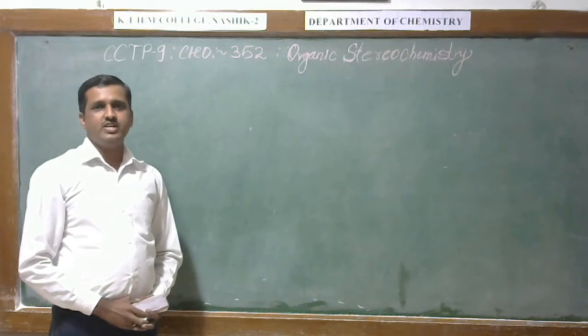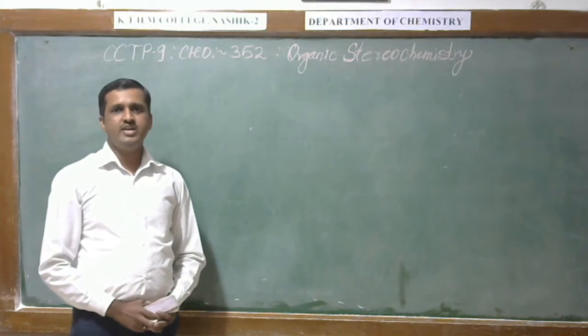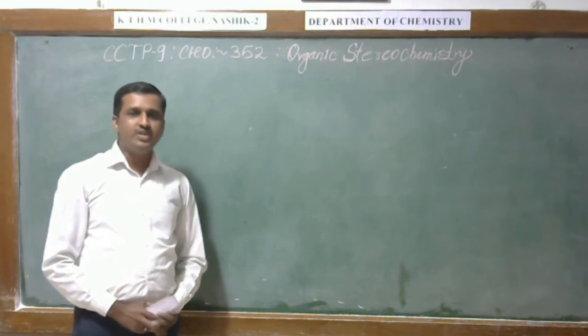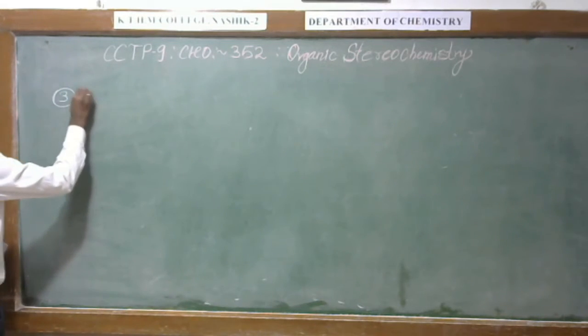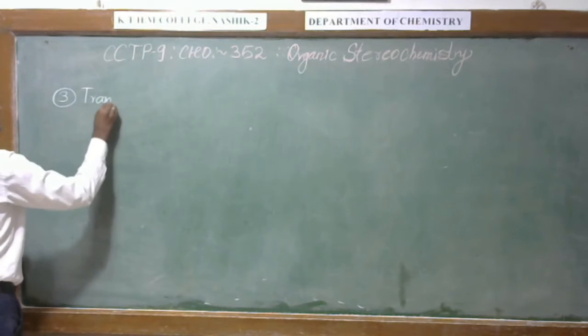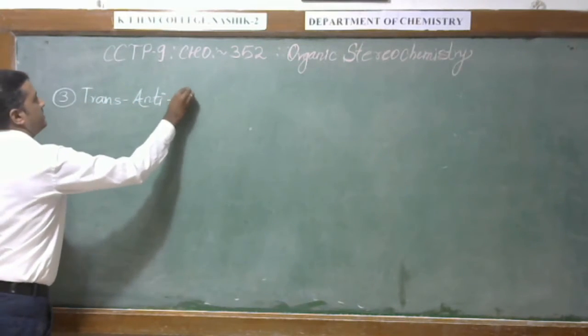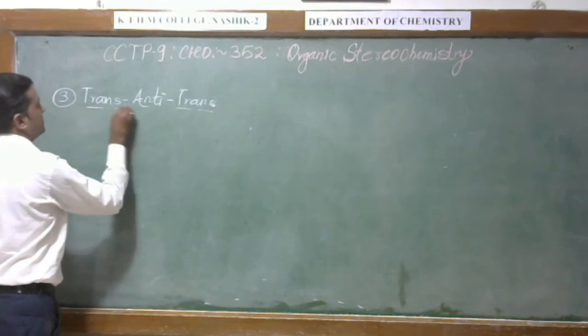In MSc-II Organic Chemistry class, today we are going to learn the remaining isomers of perhydrophenanthrene. The third isomer of perhydrophenanthrene is a cis-anti-trans perhydrophenanthrene.